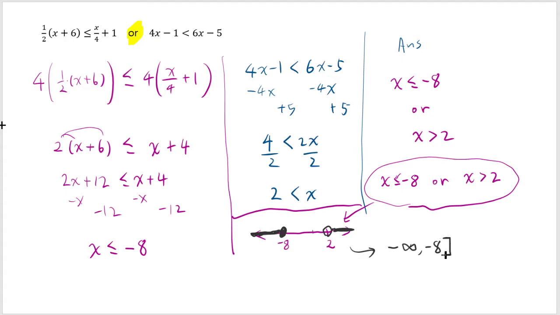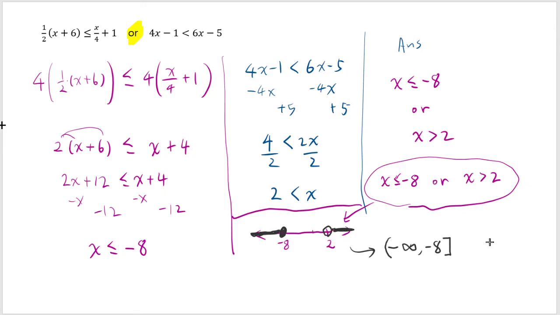And negative 8 is included, so you use a closed bracket. When you have infinities or negative infinities, you never put a closed bracket. It's always the circular bracket, the open bracket, because negative infinity and positive infinity are not numbers, so you can't say it includes them. So you always put an open interval like that.